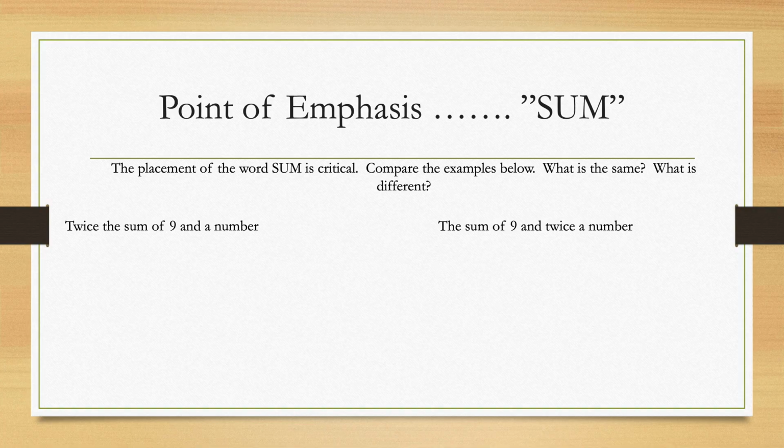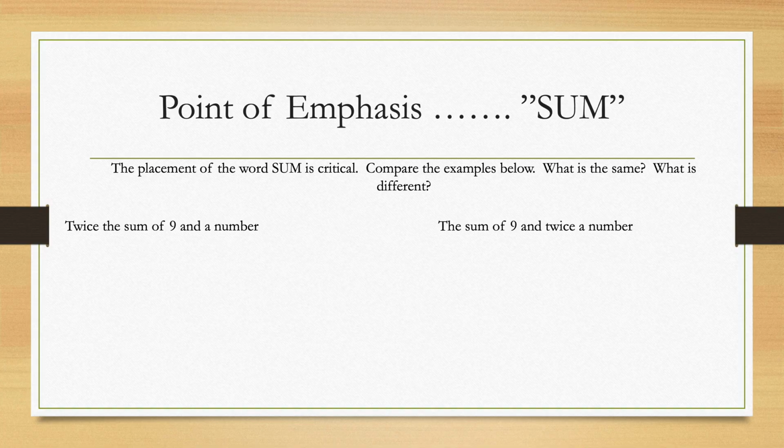Yes, sum means addition, but where you place that addition can be critical. Just based on where the word sum is placed, that very much affects how you express that plus sign. Is it in parentheses? Is it grouped? Is it not? So compare the examples below. Twice the sum of 9 and the number, the sum of 9 and twice the number. Notice the order changes. Twice the sum versus the sum of 9 and twice. So answer those 2, stop and start.